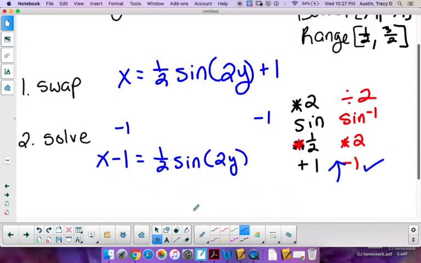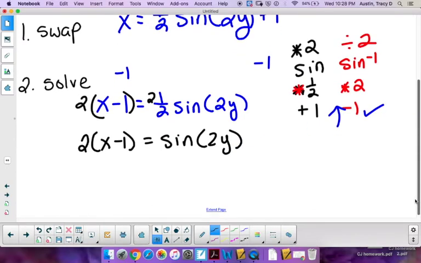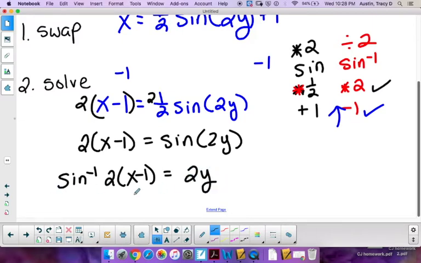Now I'm going to multiply both sides by 2. If I multiply by 2 over here, my half goes away. If I multiply by 2 over here, I either need to distribute or put parentheses like that. Your choice. It's not a requirement that you actually multiply it out. All right, now take care of that one. Now I need to take the inverse sine on both sides. And that's going to give me 2y. And then I divide the whole equation by 2.